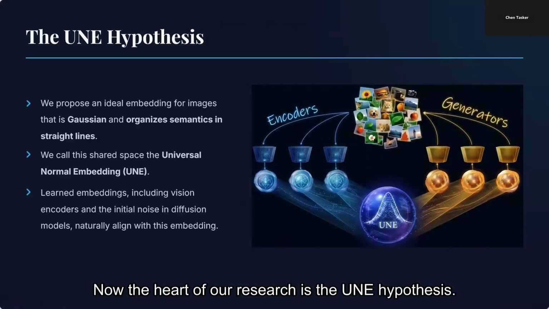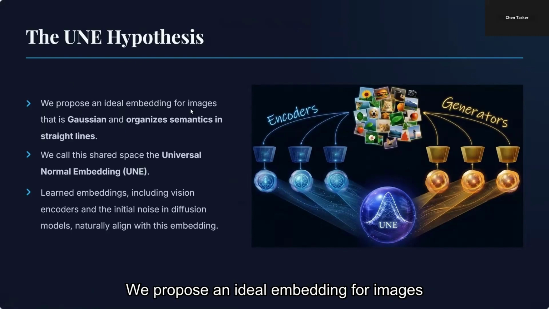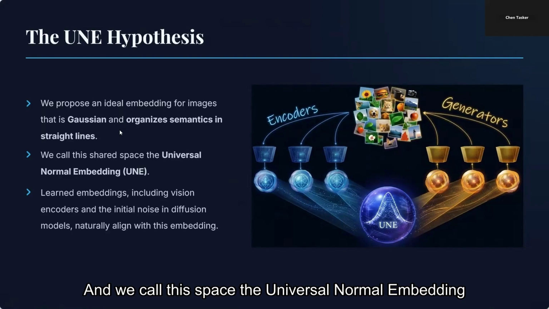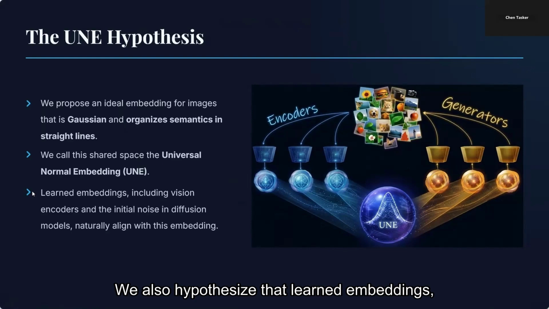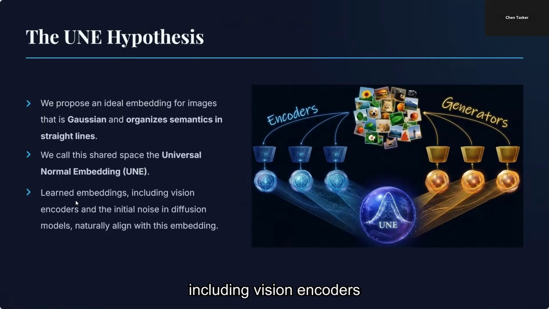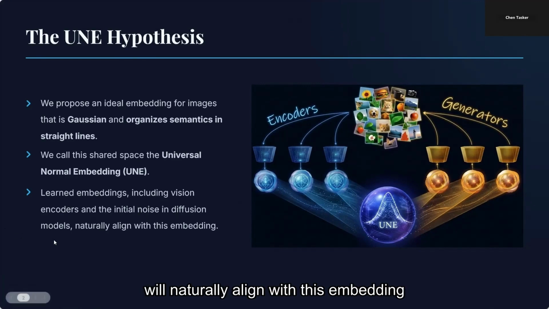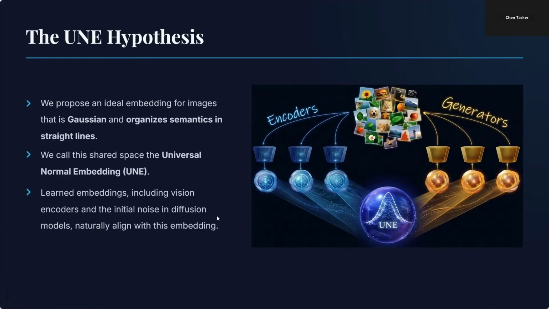Now, the heart of our research is the UNE hypothesis. We propose an ideal embedding for images that has two key characteristics. It is Gaussian, and it organizes semantic information on straight lines. And we call this space the Universal Normal Embedding, or the UNE for short. We also hypothesize that layered embeddings, including vision encoders and the initial noise in diffusion models, will naturally align with this embedding, even without explicit training.